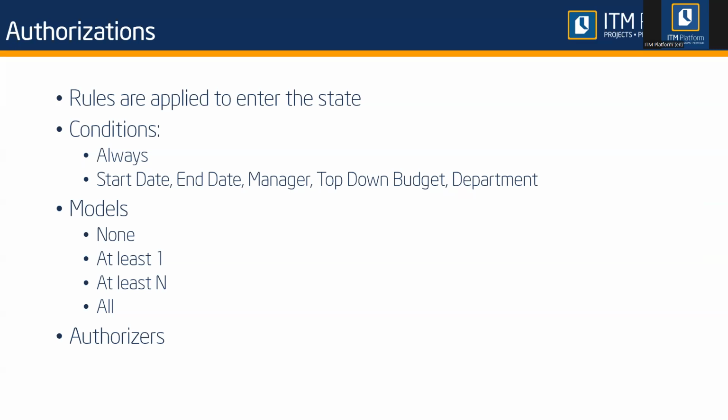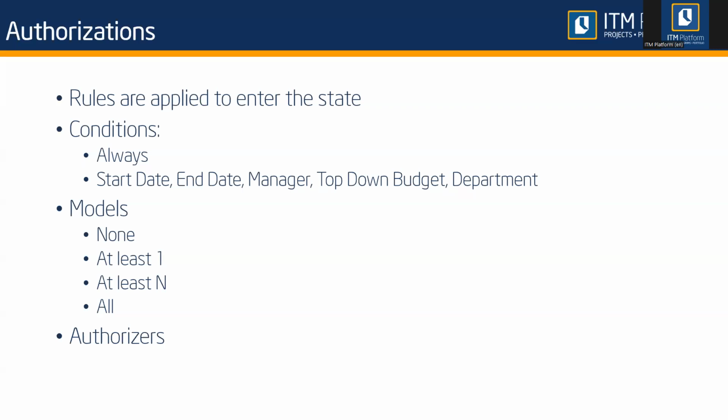We can also define the models. The models mean that I can ask for no authorization, that would be none. Okay, I can apply a rule that does not involve an authorization, it automatically is approved, right? Or I'm going to need the approval from at least a given number of authorizers or all authorizers. And the last component is the authorizers list actually. Okay. All right, so let me show you this in action.